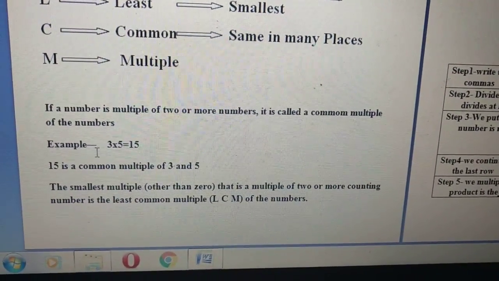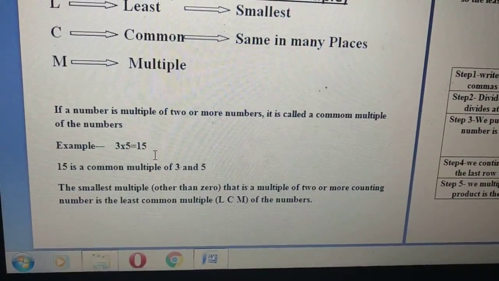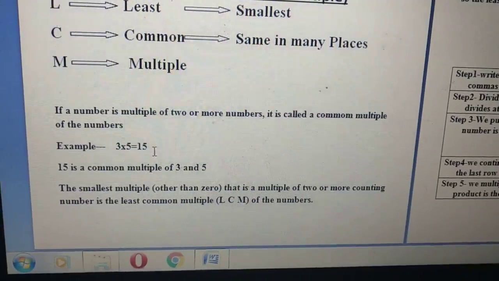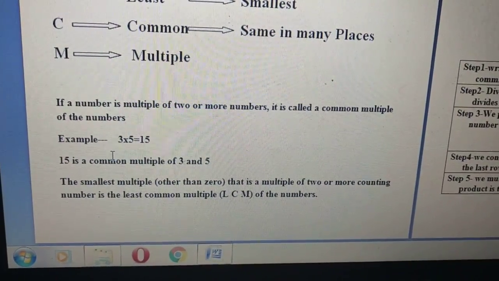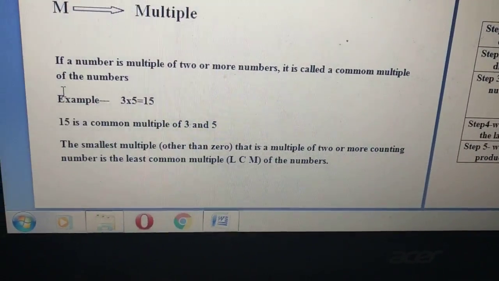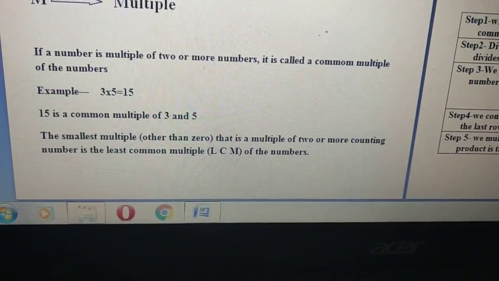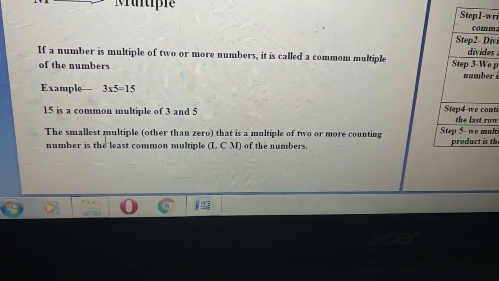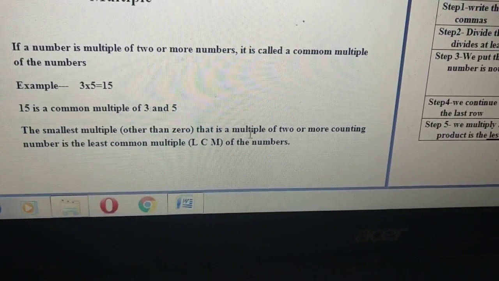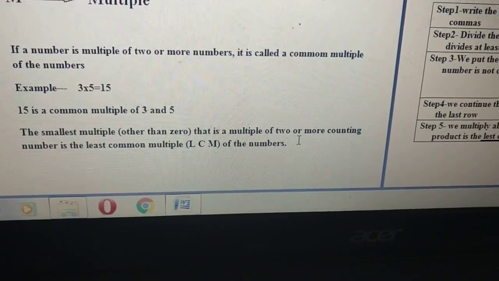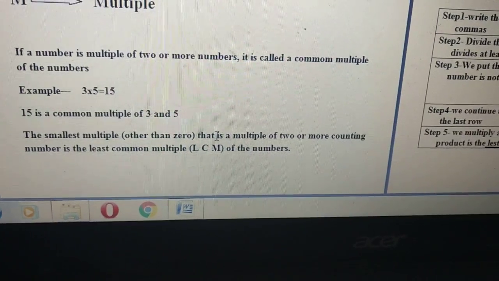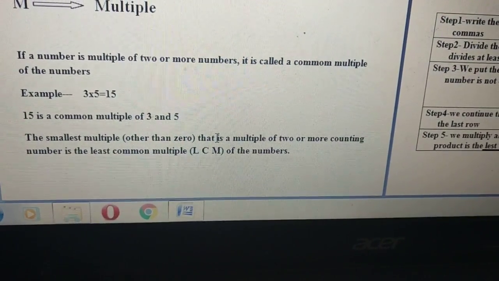Understand it by the example: 3 into 5 equal to 15. 3 fives are 15, and 5 into 3 equal to 15. So 15 is a common multiple of 3 and 5. Now what is the least common multiple? The smallest multiple other than 0, that is a multiple of 2 or more counting numbers, is the least common multiple or LCM of these numbers.